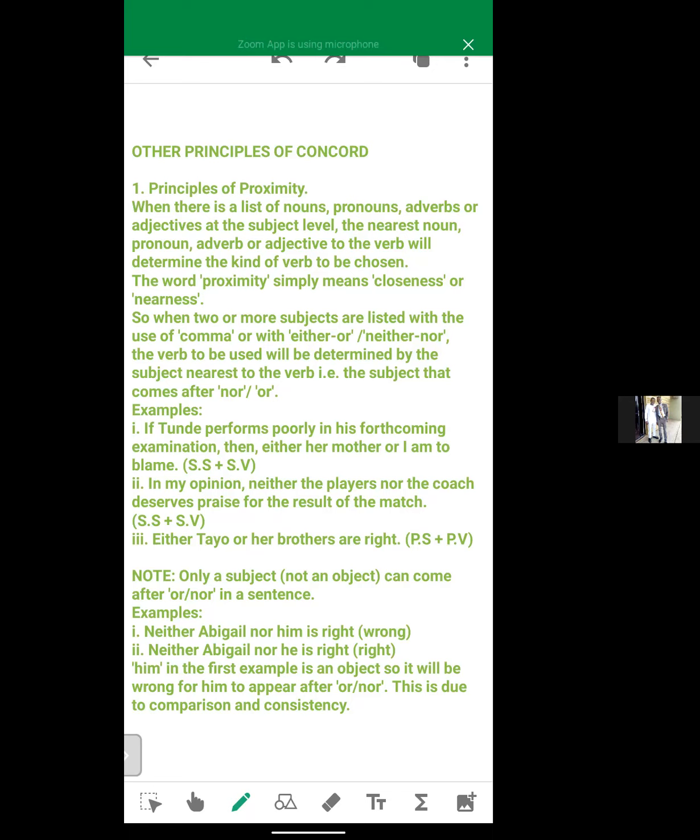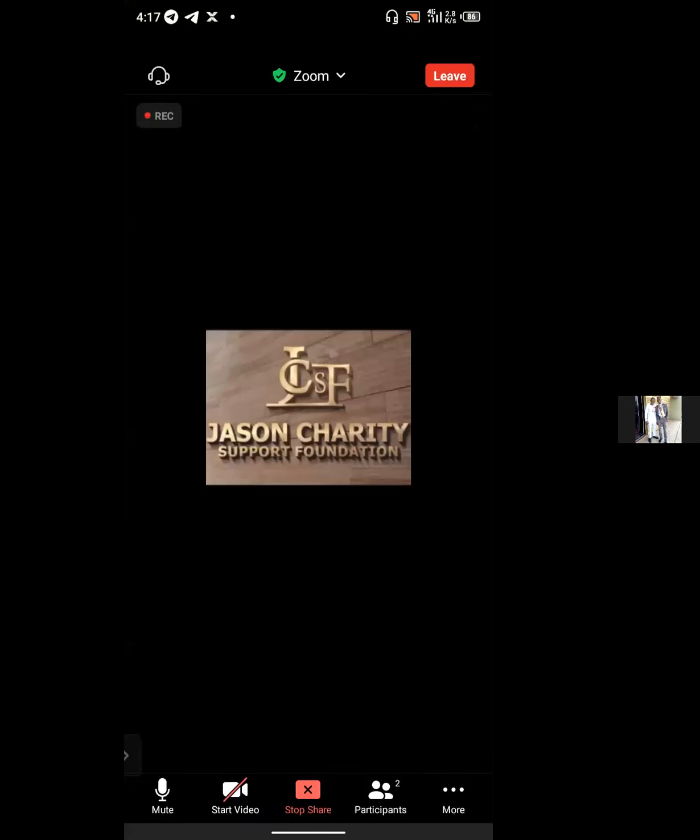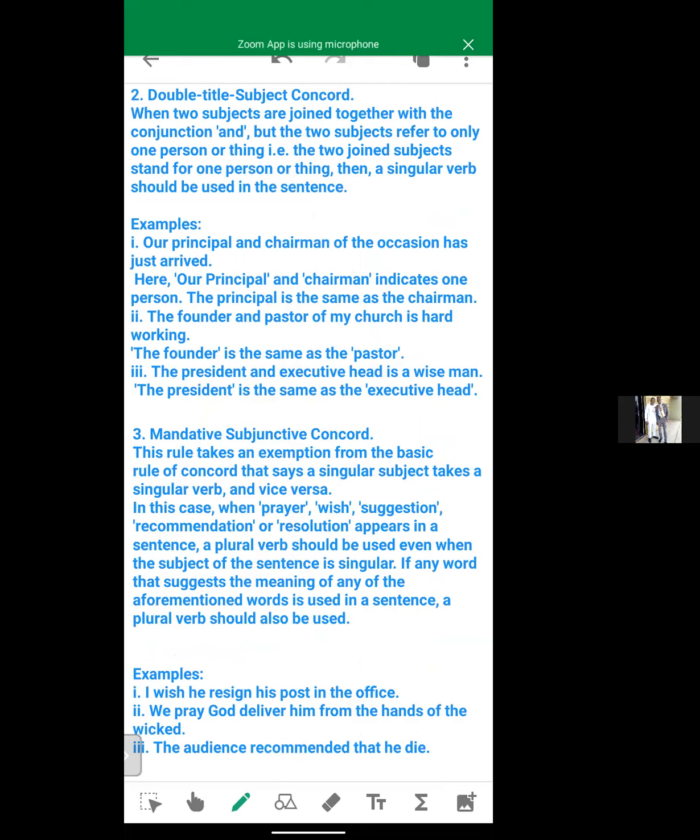All right, because of our time, let's move to the next slide. So we have two principles on this slide. The double title subject concord. So in this principle, we have two subjects serving as one. The subjects are used in adjective form, that is, describing one person with two terms. Okay, let's see what the principle has to tell us.